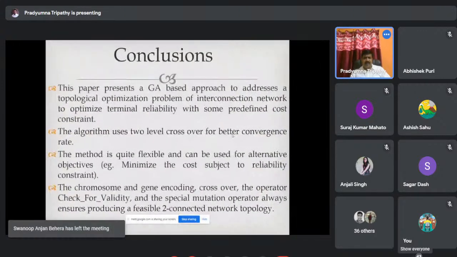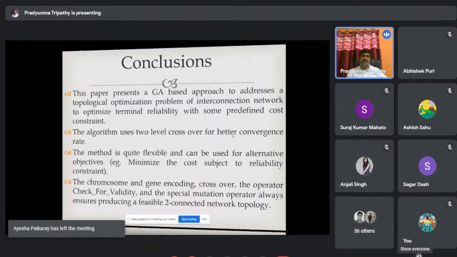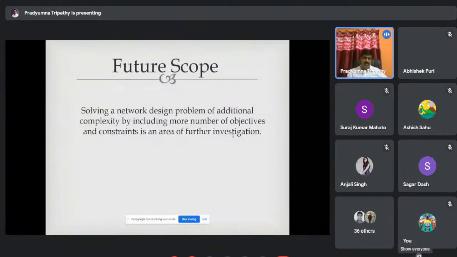So what we have presented is a genetic algorithm based approach for addressing the topological optimization problem, to optimize the terminal reliability with some predefined constraints. We have used the two level crossover as well as the chromosome level crossover for better convergence. The chromosome encoding crossover operator checks for validity, and a special mutation operator always ensures producing a feasible two connected network topology. Two connected means every node must be at least two connected.